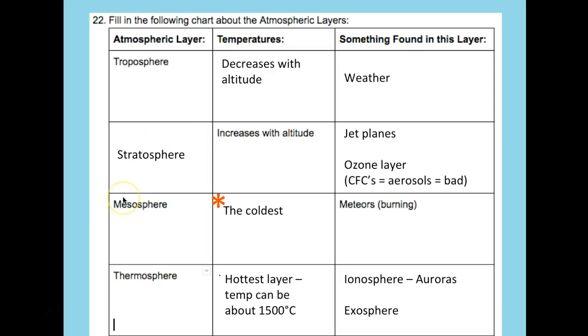Mesosphere, meso means middle. Mesosphere is going to be the coldest layer, and it's going to be the layer where you have meteors burning up. So when you see shooting stars, you can think the mesosphere. Thermosphere is going to be the hottest layer. Its temperature is going to reach about 1500 degrees, but it wouldn't feel that hot because the air molecules are going to be spread further apart and aren't going to have that friction between them. So it has the ionosphere, which is responsible for causing the auroras, like the aurora borealis, and the exosphere, and past that is space.